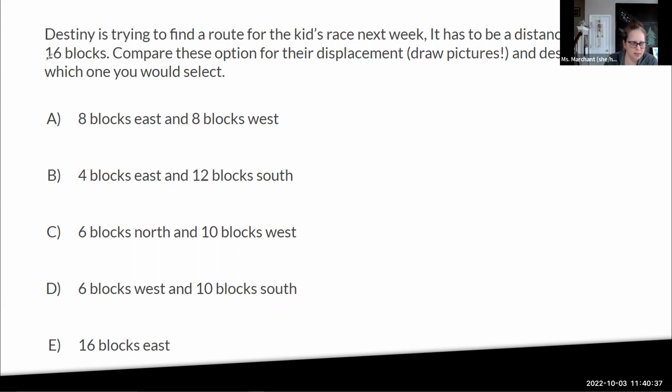Okay, Destiny's trying to find a route for the kids' race next week. It has to be a distance of 16 blocks. That's the path. Compare these options for their displacement. Okay, position final minus position initial would be your delta x or change in distance. It doesn't normally tell you on the test to draw pictures, but I do try to keep that up there a lot so that you remember it when you're working on these.